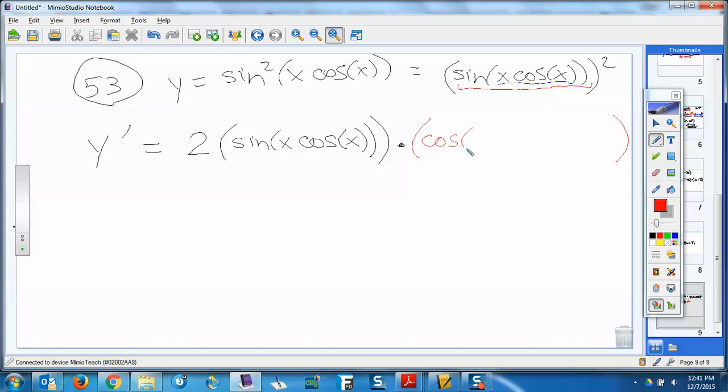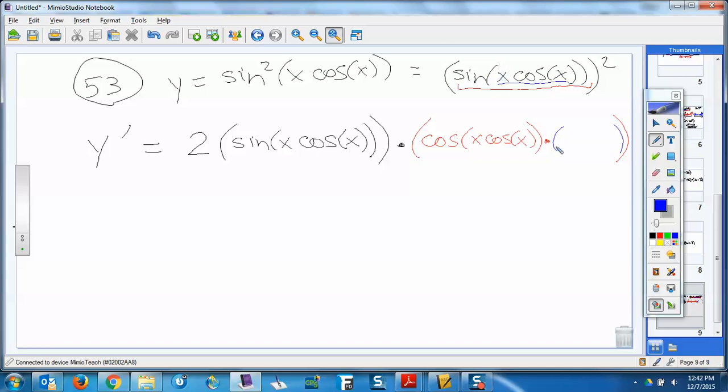Cosine of x cosine x times the derivative of its inside. But those blue parentheses have to stay inside those red parentheses. Right? So now I'm ready to do that. Well, what's the derivative of x cosine x?